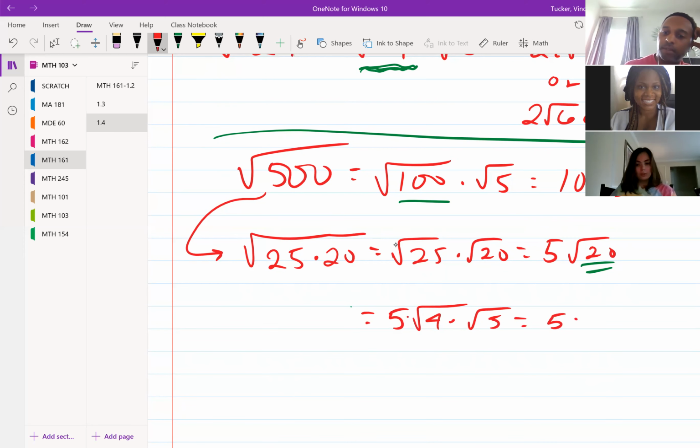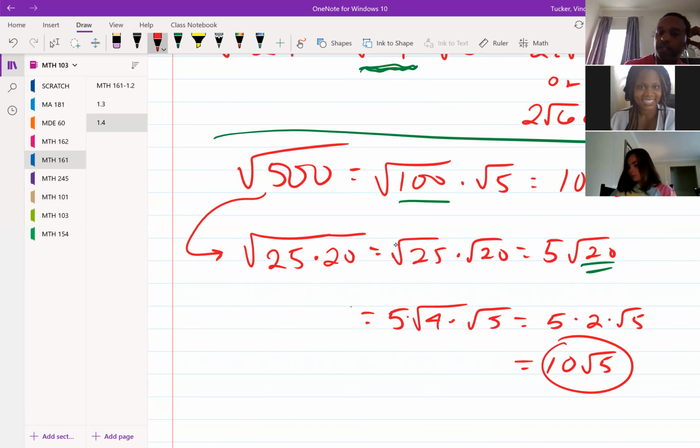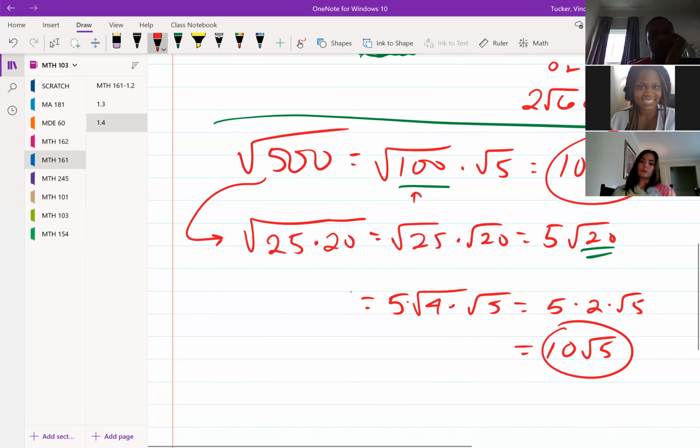So then that'll be 5 times 2 times the square root of 5, which brings me back to the final answer of 10 square root of 5. So either way, I should get 10 square root of 5, if I do it in pieces, or if I find the greatest factor that can be taken the square root of, that's fine. Just that I have to make sure I keep evaluating what's under the radical until I know that what's under the radical cannot be broken down any further.